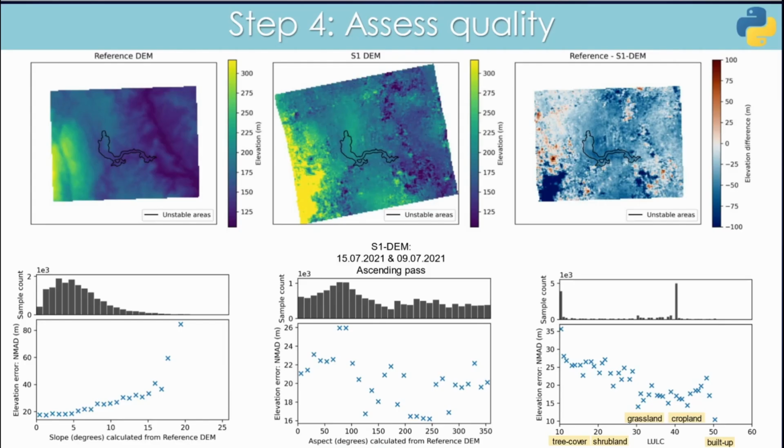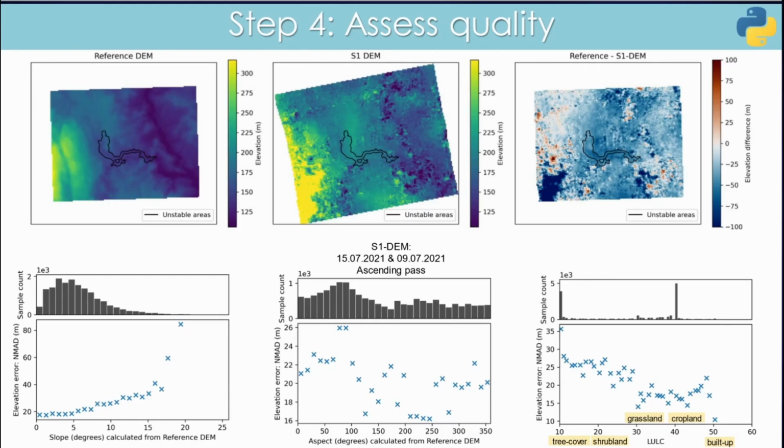So for example, we have the reference DEM, in this case the NASA DEM. This is the Sentinel-1 DEM. So you can see it is very patchy. It's not super beautiful. But okay, this is one of the things that we get. And what we do is get an elevation difference to see, okay, where are these values performing better or not. So as you see, this area is quite bad.